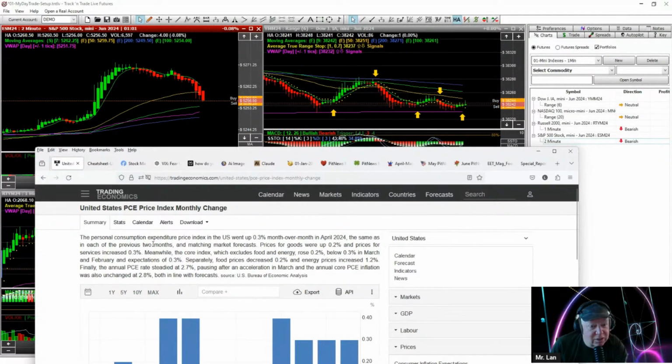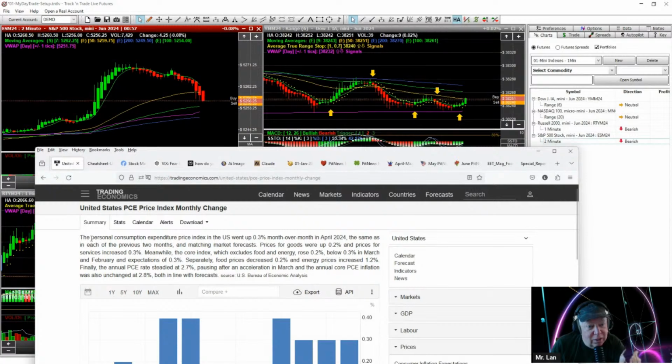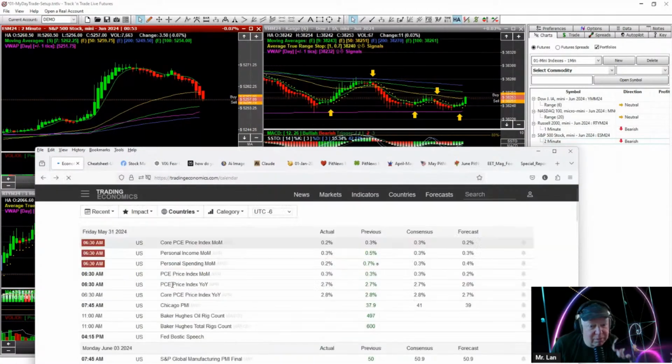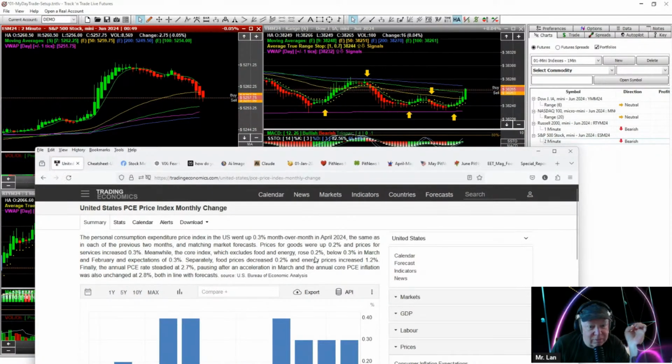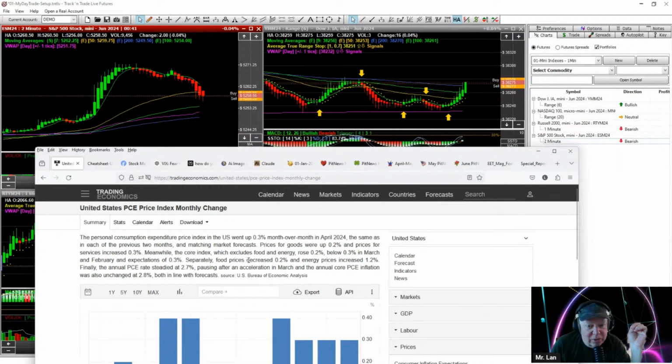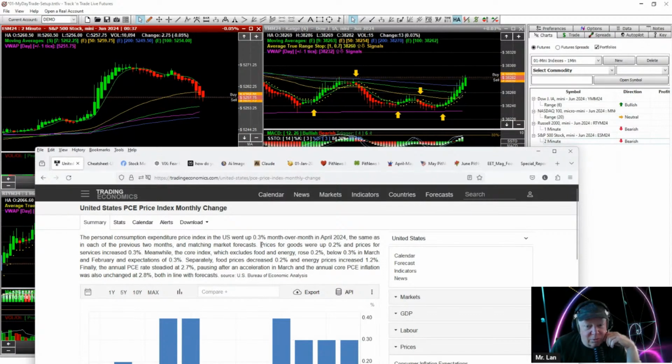The personal consumption expenditure. That's what PCE stands for. So this is all about people spending money. Oh, that's the one. Look at that. Price for goods were up 2 and price for services increased 0.3. Meanwhile, the core index, which excludes food and energy, rose 0.2. So there's a good little description for us, Bruce, right there.